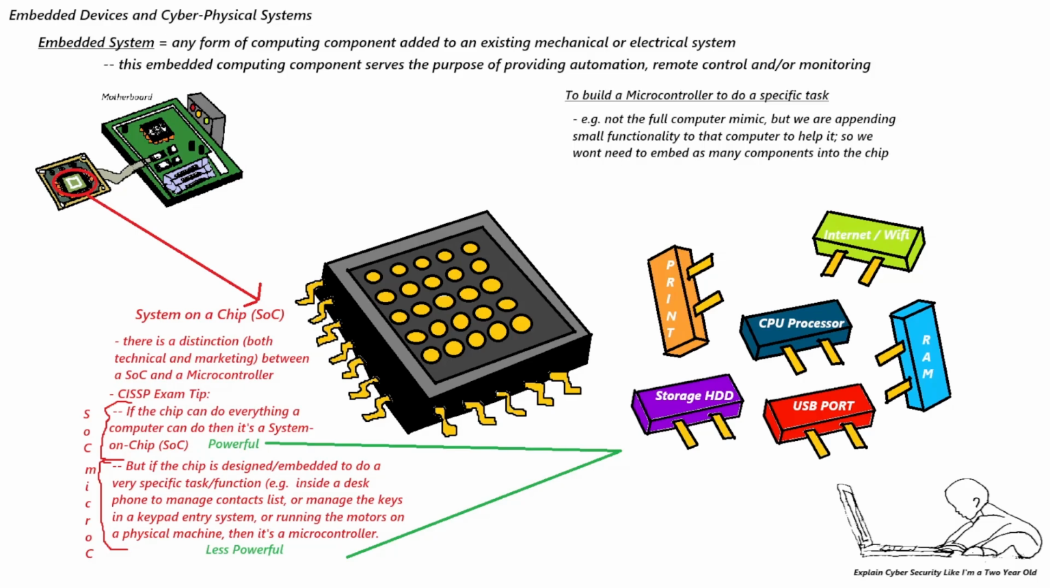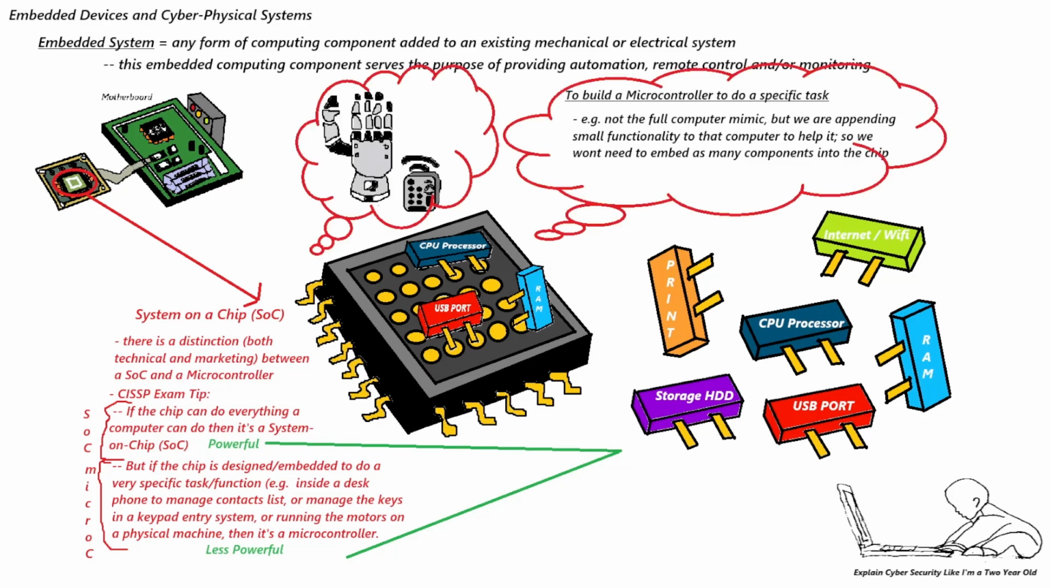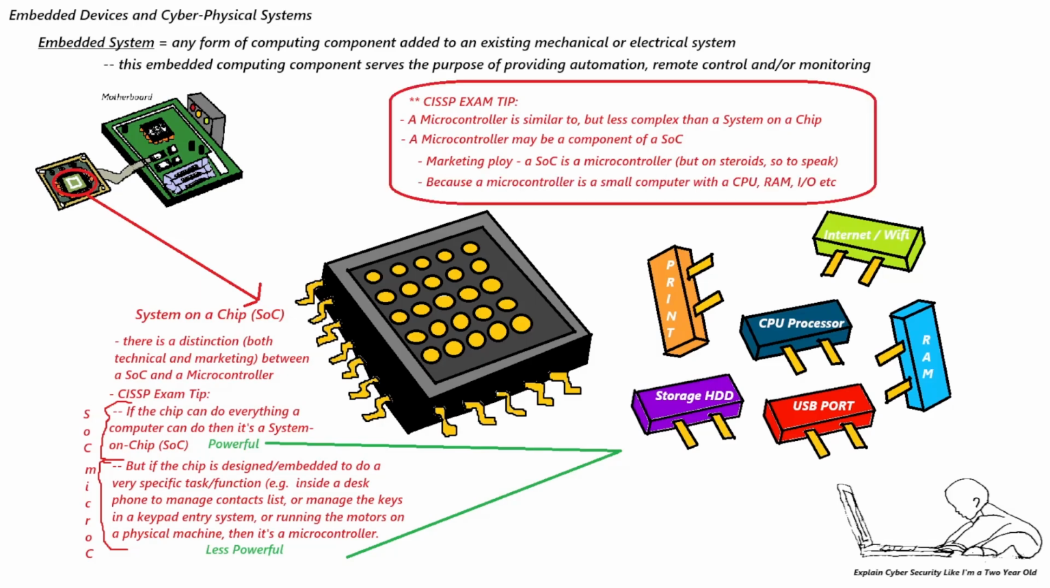Now, if we want to build a less powerful embedded chip, aka a microcontroller, rather than a full system on a chip, we might just solder a small amount of components that is needed to achieve a specific function or task. And again, to reiterate the importance for the CISSP exam, here are those same key notes about the difference between a microcontroller and a system on a chip, both from the technical and marketing perspectives.